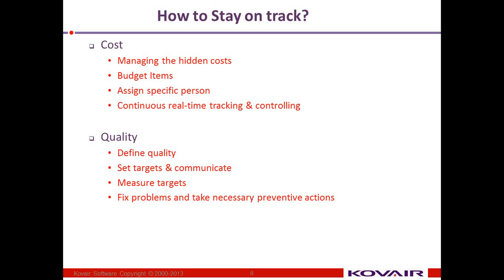Then comes the cost. Now here we need to always manage the hidden cost. As I was saying, sometimes some unplanned costs, like risks and issues, may come into the picture. We need to manage them meticulously and keep an eye on them on a regular basis. Then budget items. We should try to budget each and every possible item of the project, ignoring whether it is a minor item or a major item.